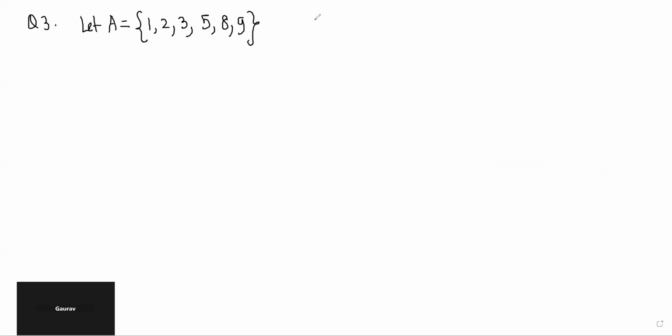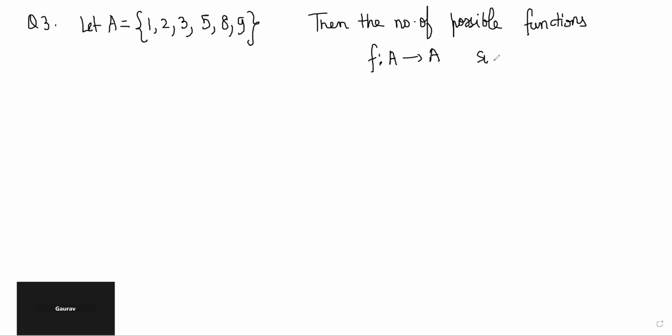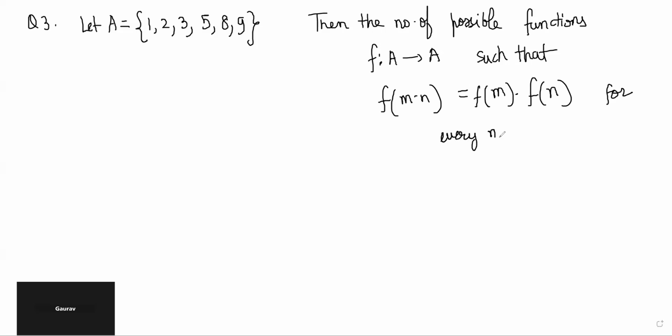A is this set. We have to find the number of possible functions from A to A such that f of m times n is equal to f of m times f of n, for every m and n belonging to A, with mn belonging to A. You have to find the total number of functions from set A to itself which should satisfy this property.